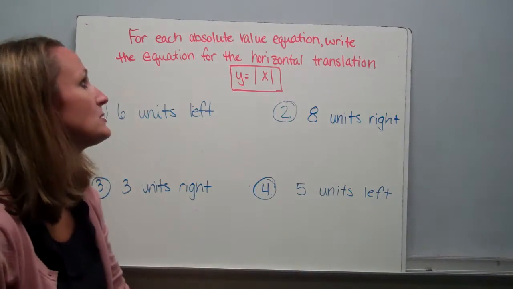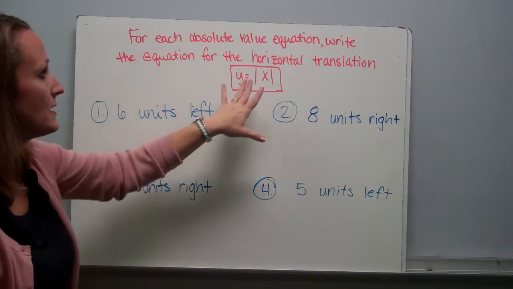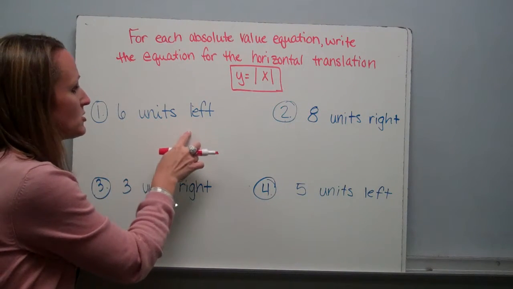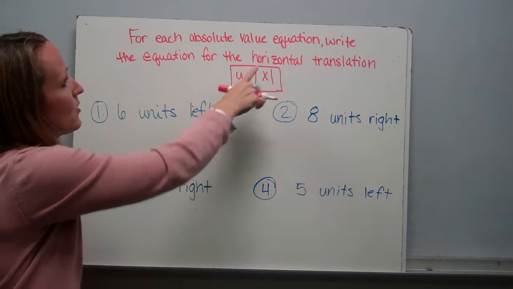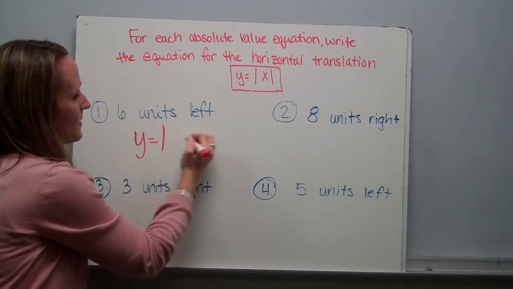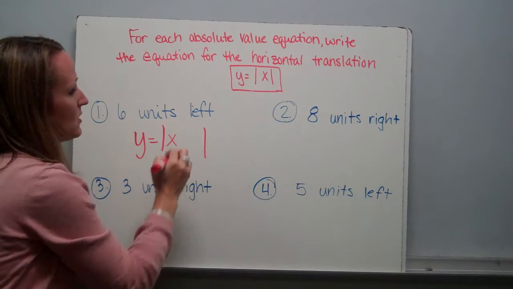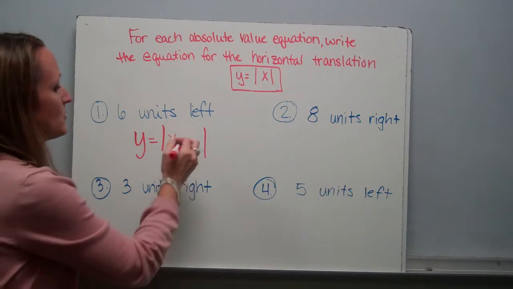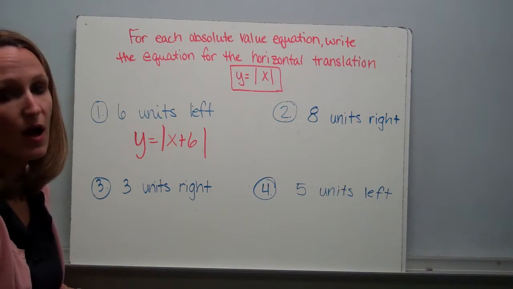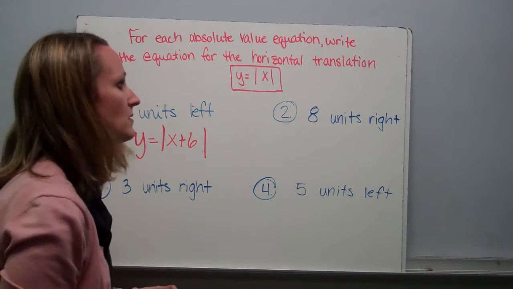Let's write some examples of this. Okay, here's my parent equation. So let's say 6 units to the left, and we are doing horizontal translation. So we're going to do y equals absolute value x. We're going left, so we would want to say plus 6. Remember, opposite of what you anticipate.